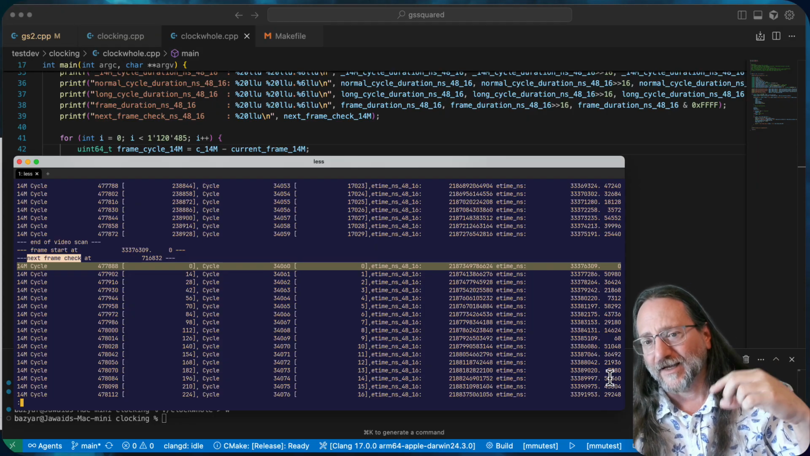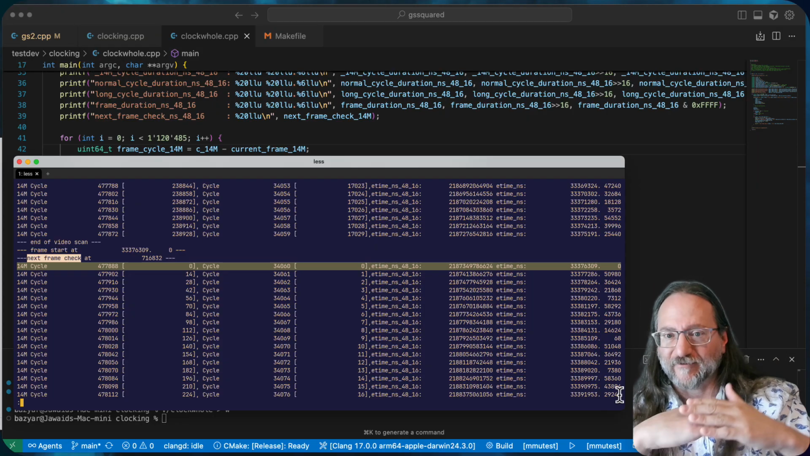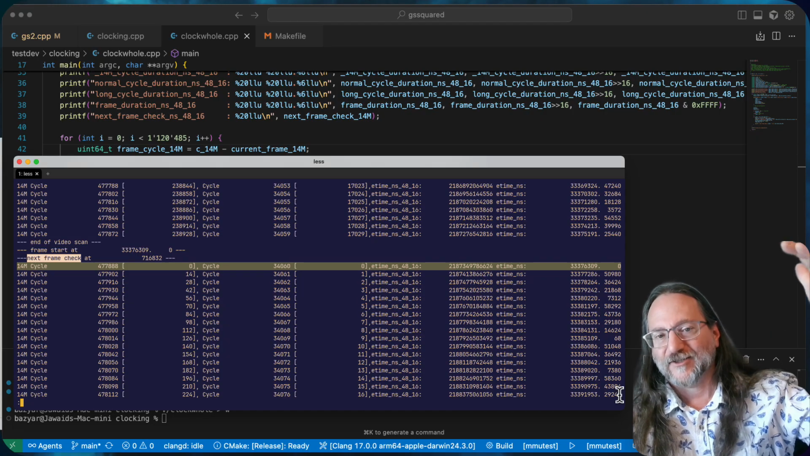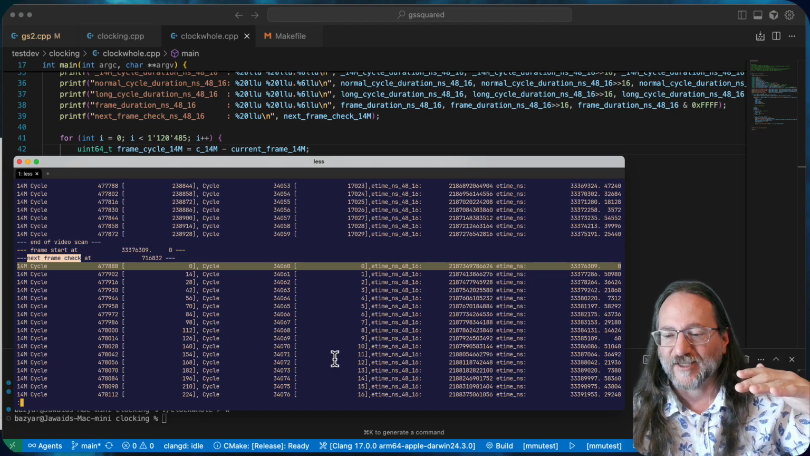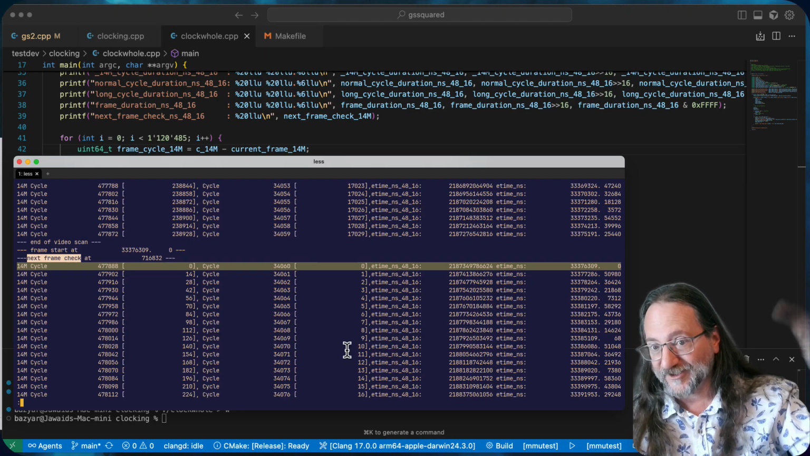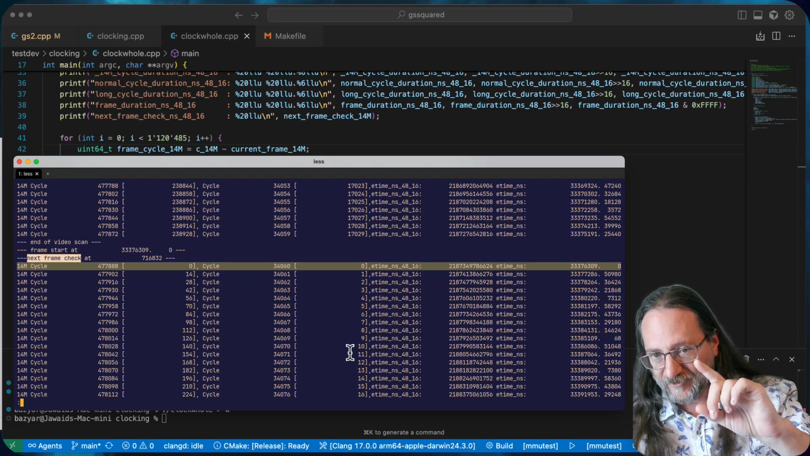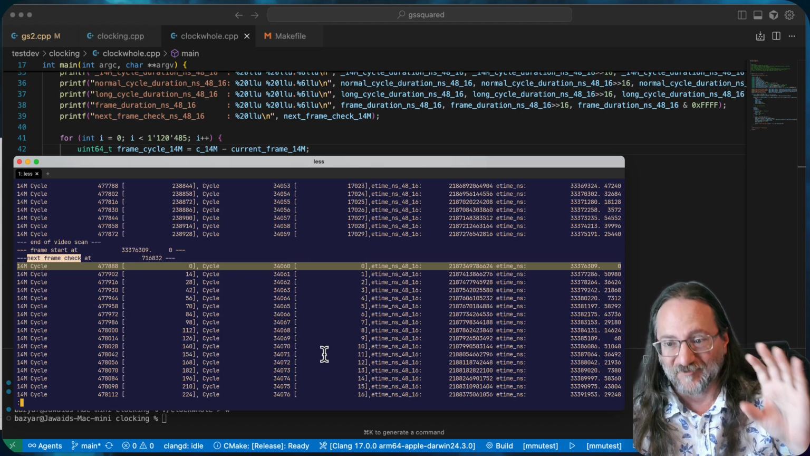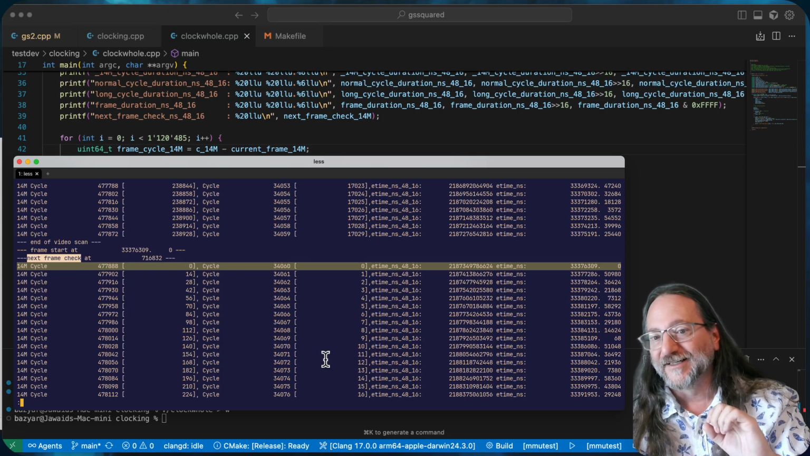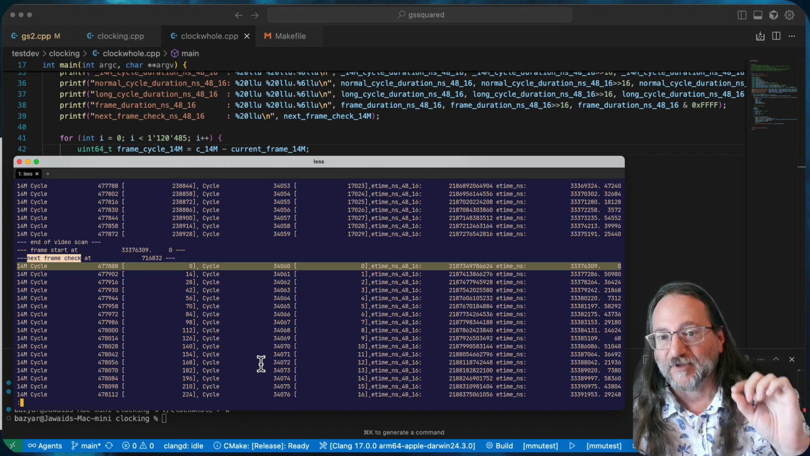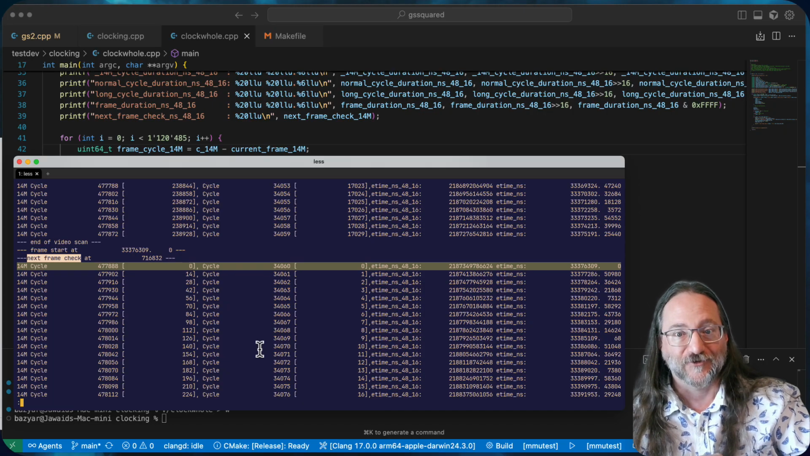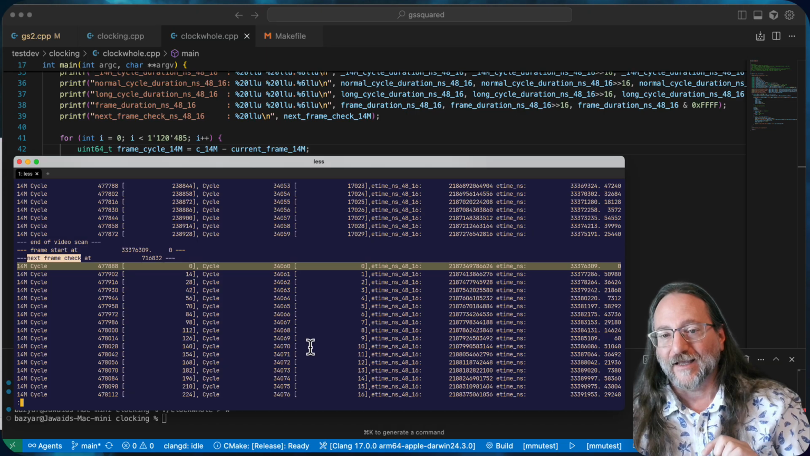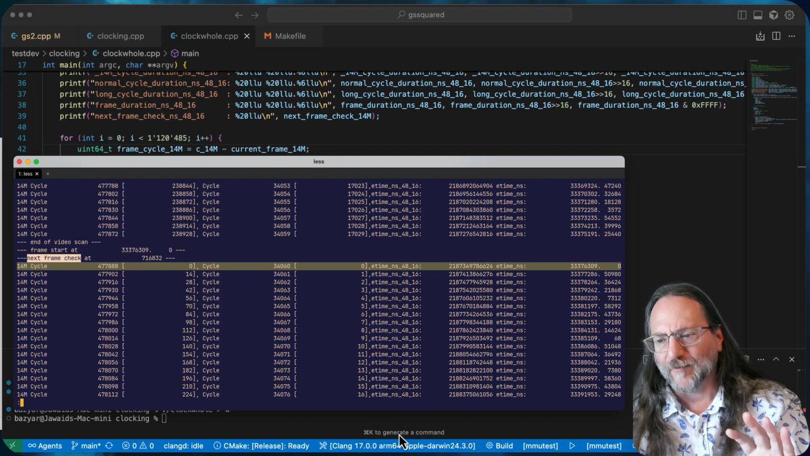So that's how the system works. Basically, I break everything up into these frames. I execute a certain number of CPU instructions. In this case, it's going to be exactly 17,030, plus or minus a bit. We'll get into that. For the video stuff, it has to be exactly 17,030.